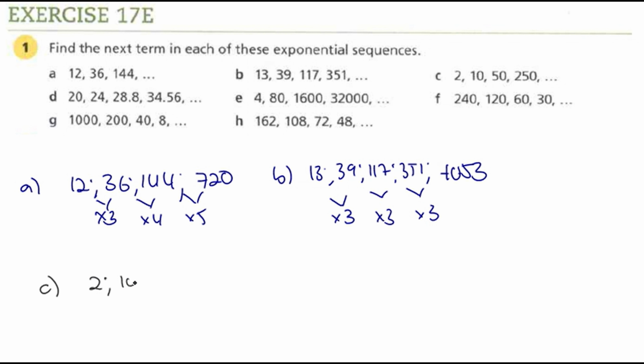Next sequence: 2, 10, 50, 250. To find the multiplier, divide each term by the term before it. So 10 divided by 2 is 5, so we multiply 2 by 5 to get 10, multiply 10 by 5 to get 50, and 50 by 5 to get 250. So the next term will be 250 times 5, which is 1250.